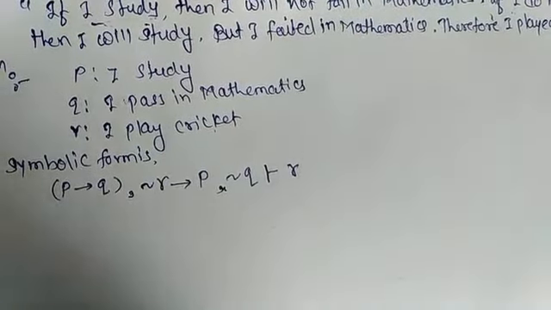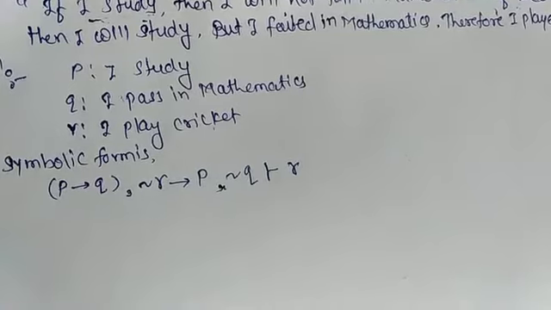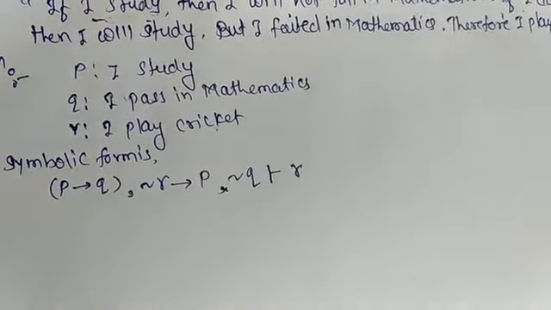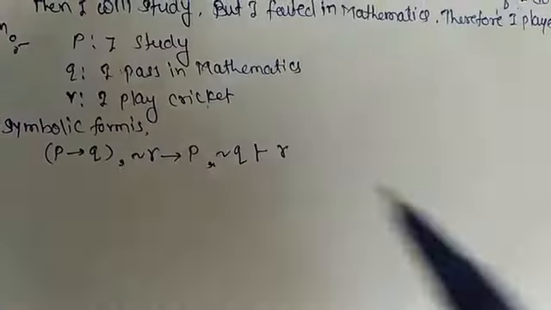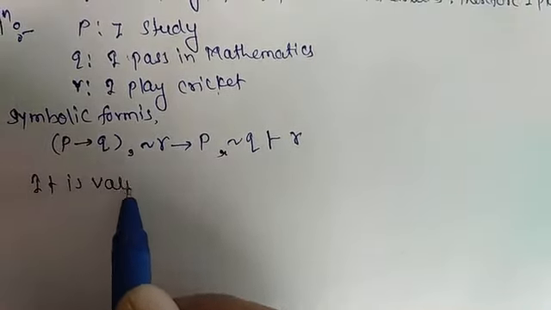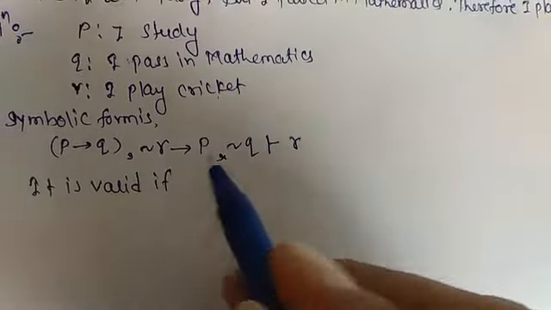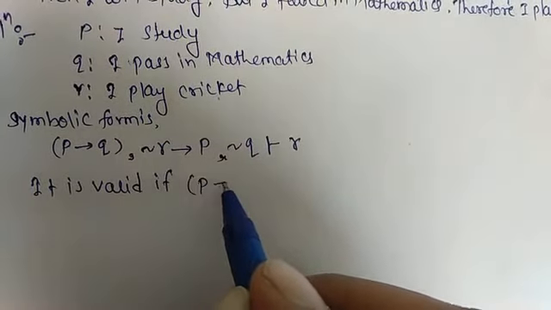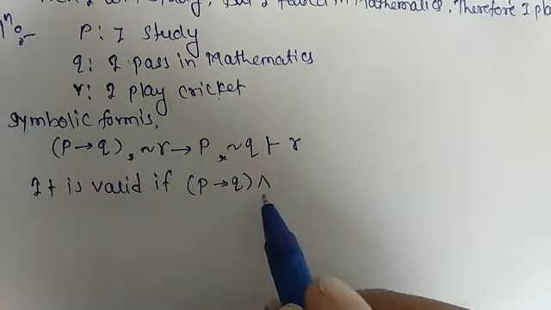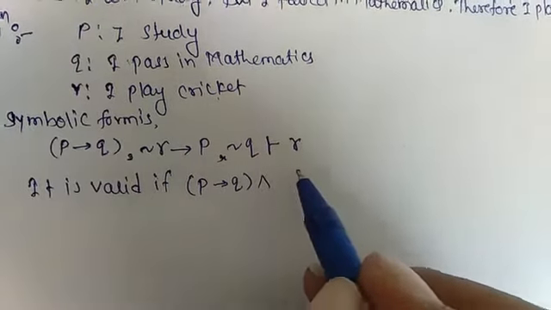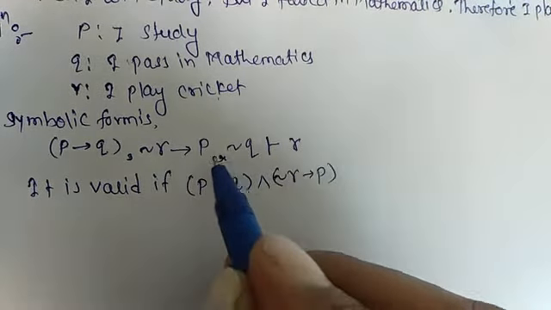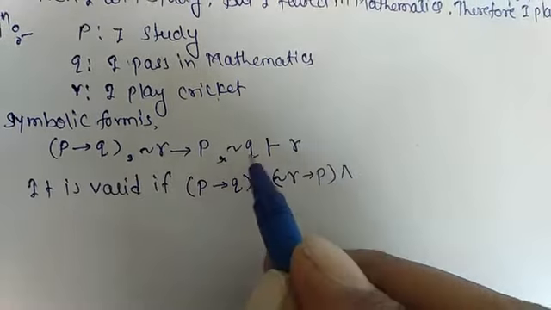Now first we find the proposition for which we have to find the truth table. It is valid if (P → Q), and for the comma we put AND, (¬R → P), second bracket, and ¬Q.